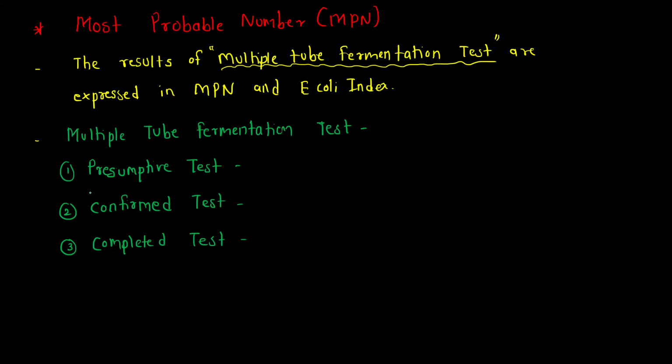Once again I will repeat. Initially, the first stage is the presumptive test. In this test, we provide a common food, which tells us whether some coliforms are present or not. If the first test qualifies, we move to the second test, where there will be a special food. This special food is only for coliforms, that means only E. coli will be able to take this food. Once these two tests are carried out, the final test will be identification of the coliforms.